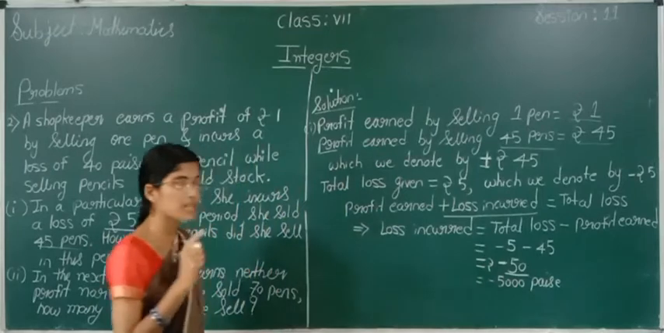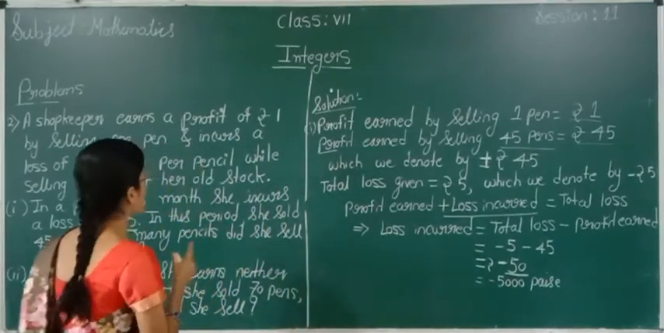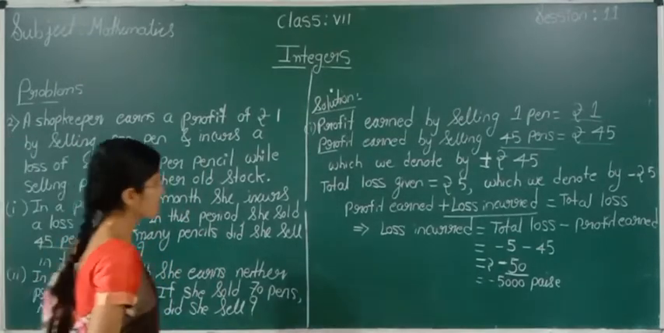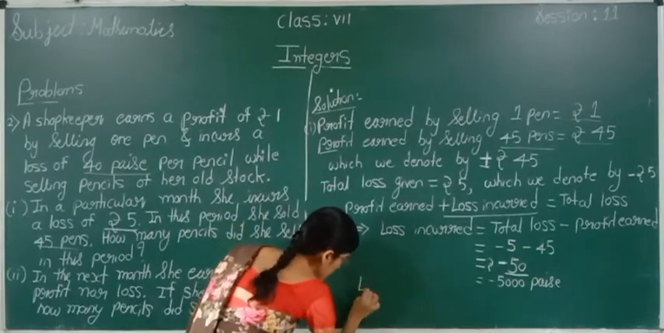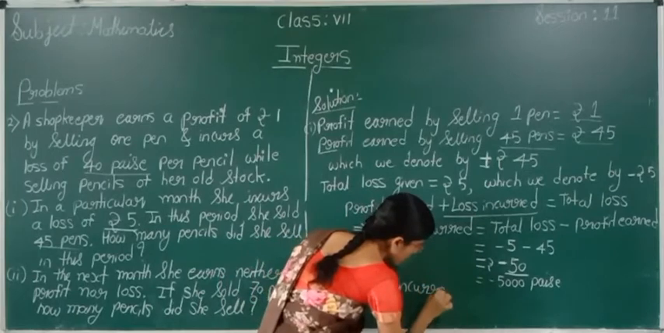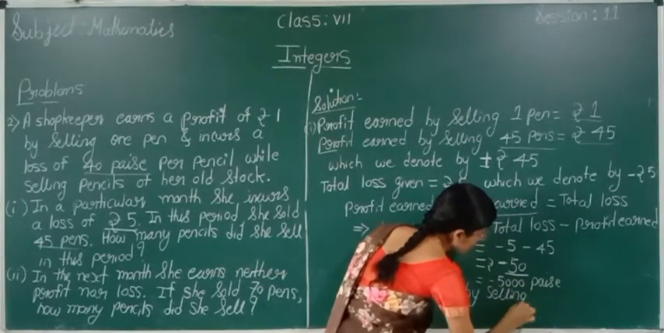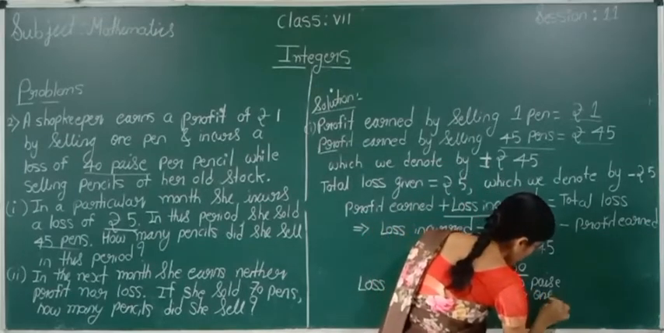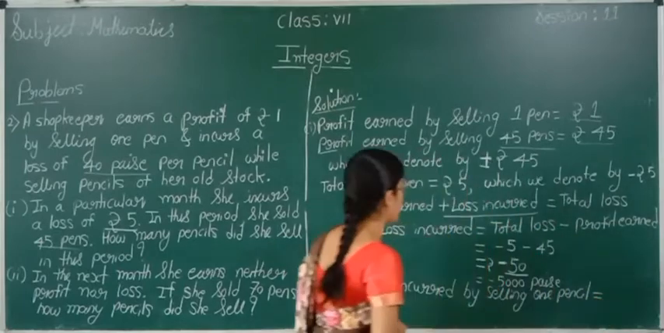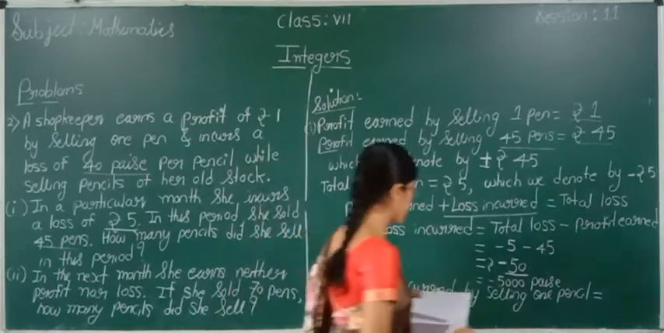Say loss incurred by selling one pencil. If we sell one pencil, how much loss is there? 40 paise loss is there. Yes or no? Write down. Loss incurred by selling one pencil is, by selling one pencil, how much loss is there? That is 40 paise.